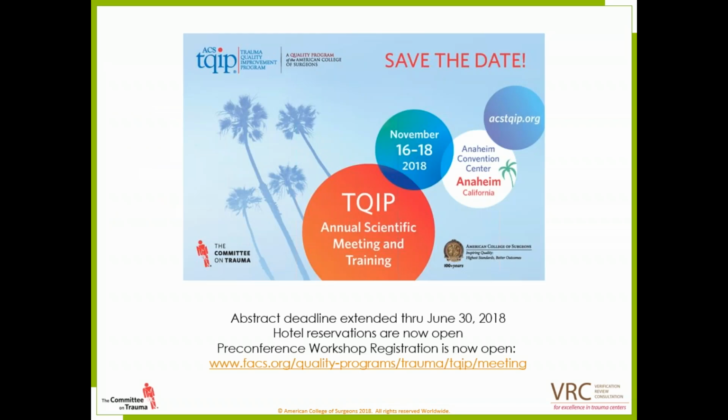Also, if you have not saved the date, the next TQIP conference is going to be November 16th through the 18th in Anaheim, California. So please block the date. And if you have any abstracts, the deadline has been extended through June 30th. Hotel reservations are open now. And there's a listing of pre-conference workshop registration at the link noted below.